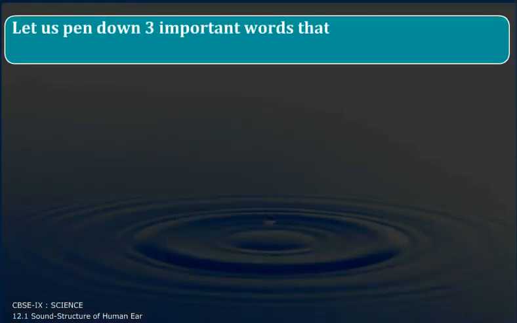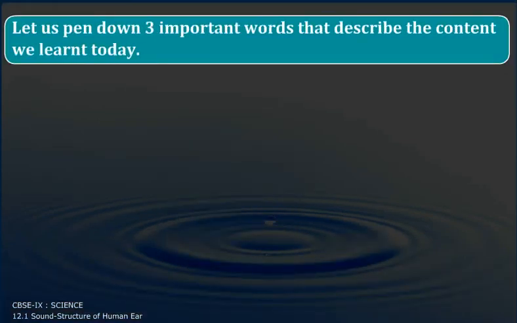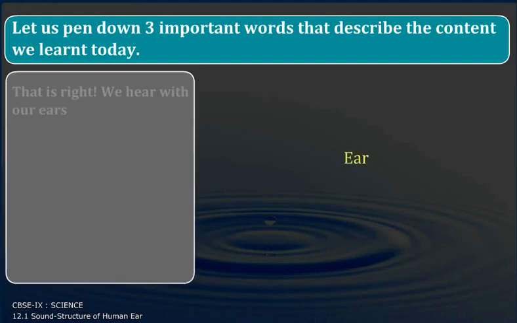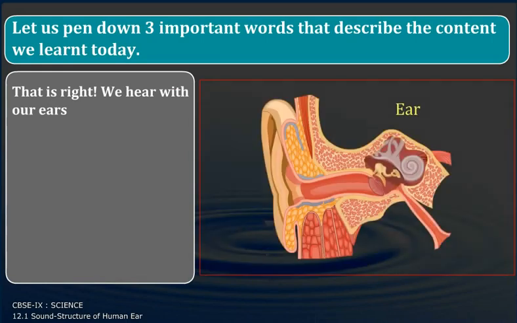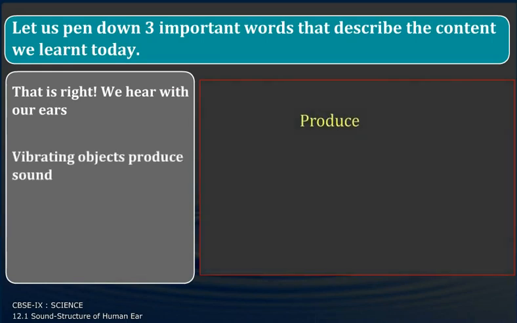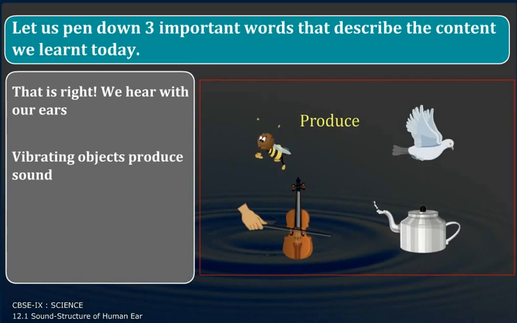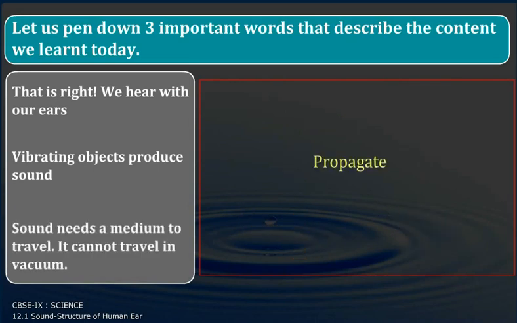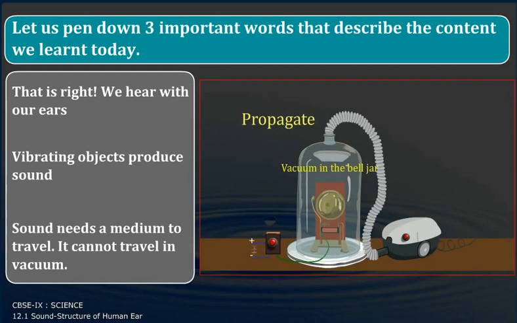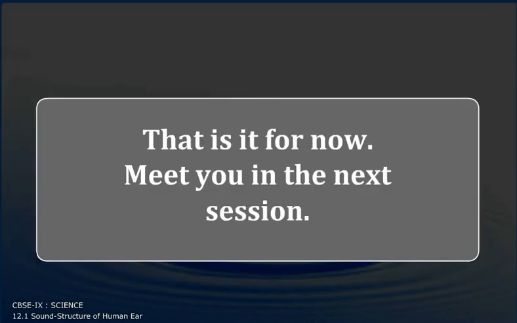Let us pen down 3 important words that describe the content we learnt today. That is right. We hear with our ears. Vibrating objects produce sound. Sound needs a medium to travel. It cannot travel in vacuum.